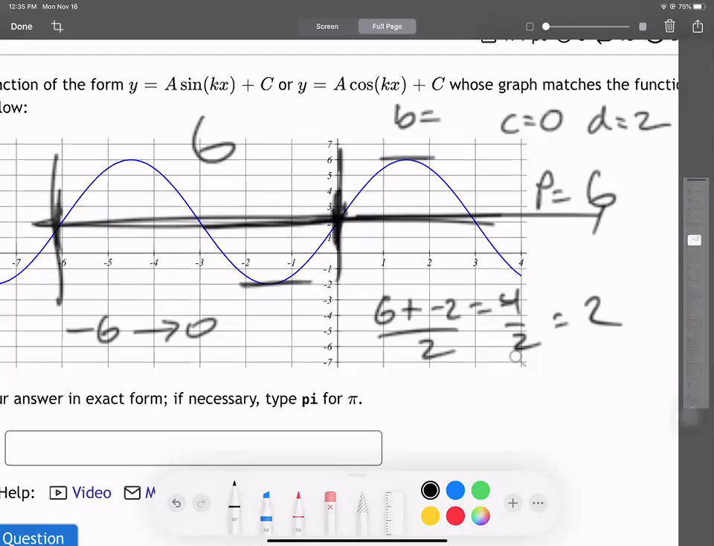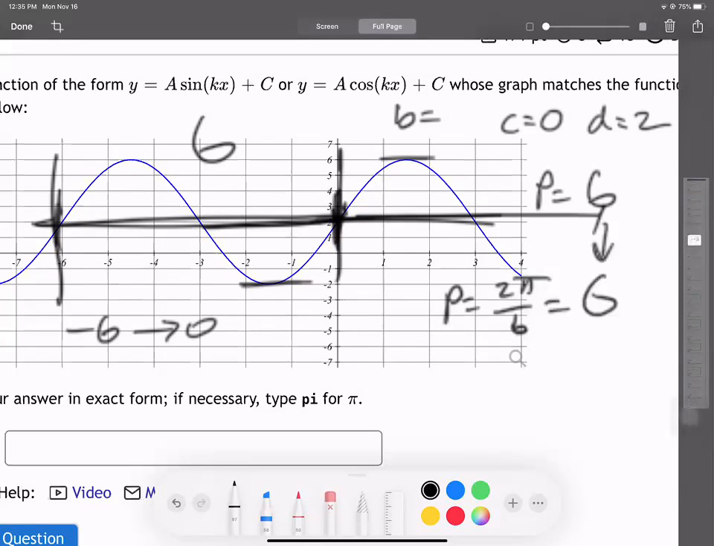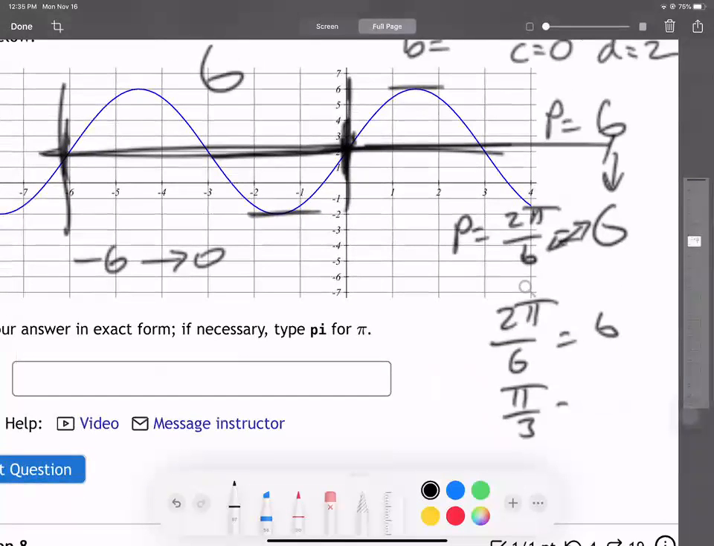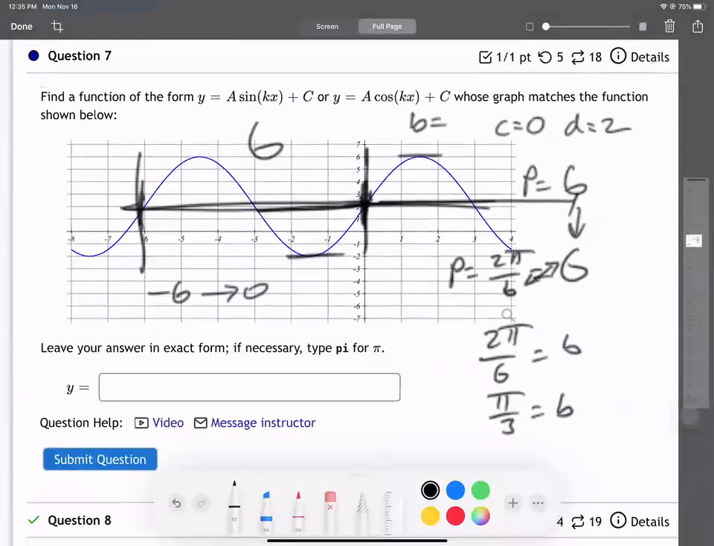Well, that doesn't help me with the period. Well, it kind of does. So to find the period, I'm going to go back to my basic equation. P equals 2 pi over b, which equals 6. We have a cheap math trick where we swap the variable if it's on the denominator. 2 pi over 6 equals b, which reduces to pi over 3 is b. Now we know our b value, pi over 3.